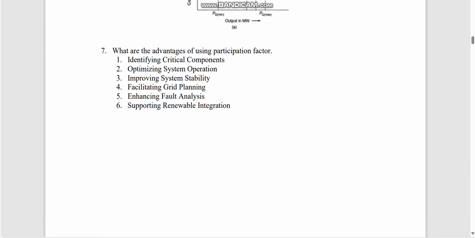Next, what are the advantages of using the participation factor? These are the 6 advantages of using a participation factor: identifying critical components, optimizing system operation, and so on. If you write any 4 points, you will get 2 marks.